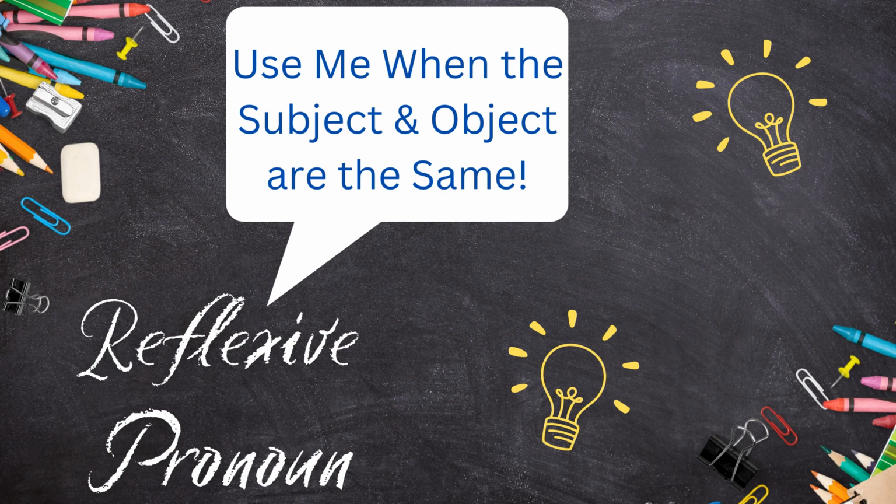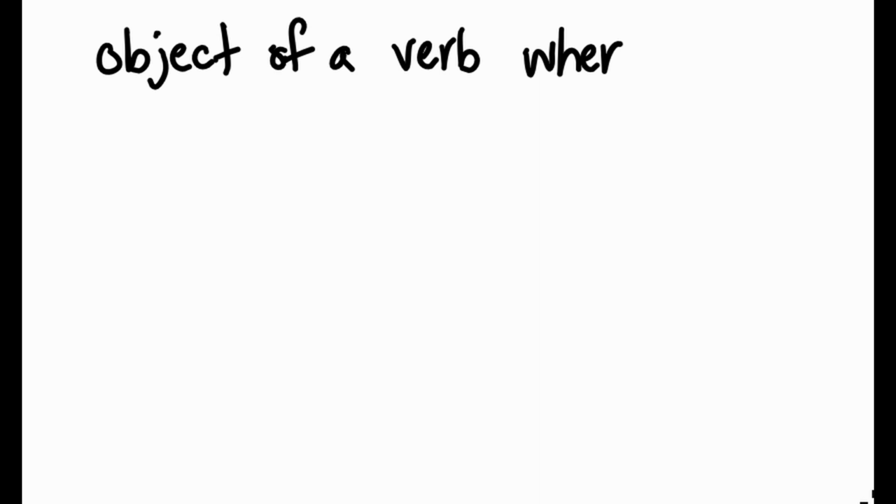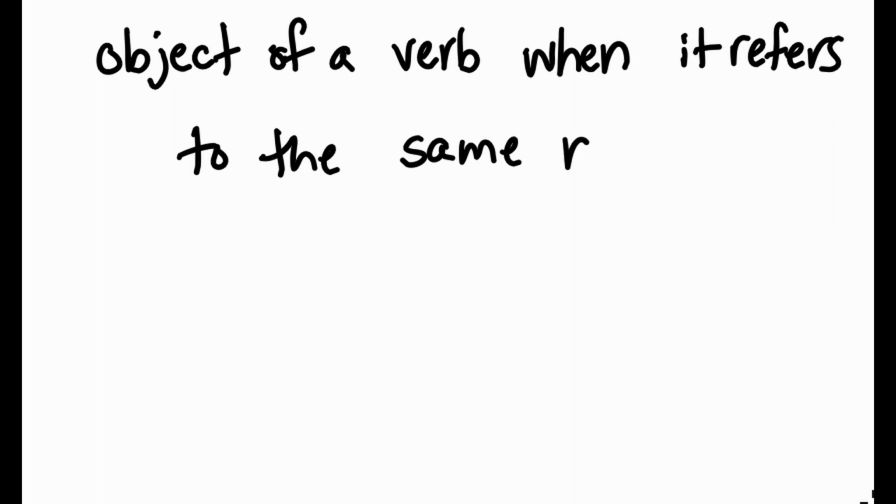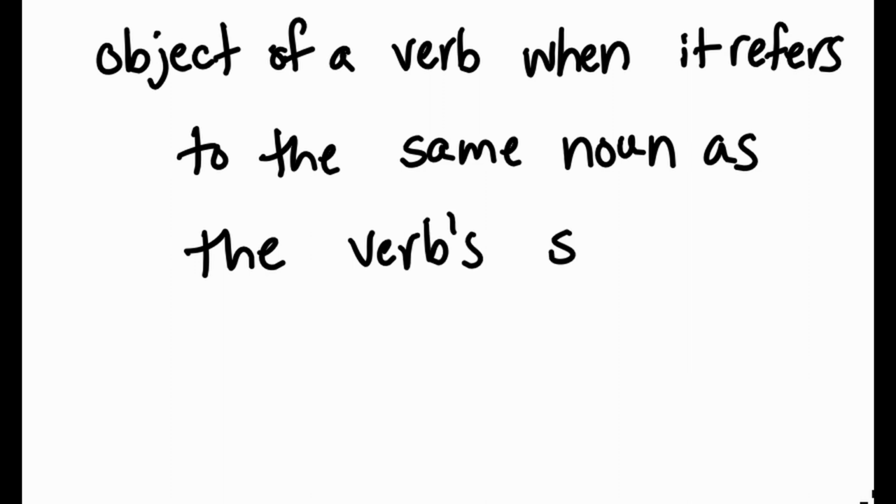So a reflexive pronoun has what looks like a pretty tricky definition. It is a pronoun that is used for the object of a verb. You need to be familiar with what verbs and nouns are as well. When it refers to the same noun as the verb's subject. That's a pretty gruesome looking definition. What does that even mean? A pronoun used for the object of a verb when it refers to the same noun as the verb's subject. That just looks way too confusing.